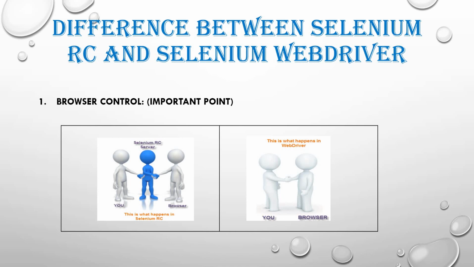First point is the browser control. If you can see in the left image, for interacting with the browser, you need to use the Selenium Remote Control server in between. So every time you need to execute your script, first of all you need to start that server, and after that it is possible for you to communicate with the browser. And the right side image shows how WebDriver is communicating with the browser. In this there is no intermediate server required, so your application can directly communicate with the browser.